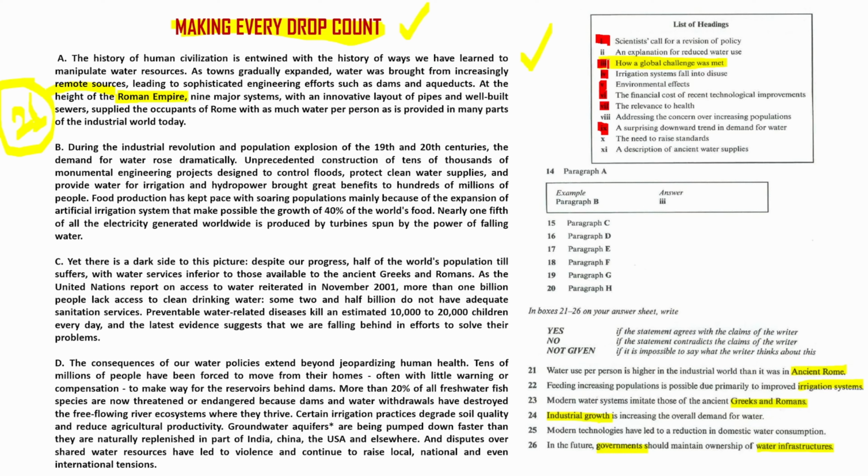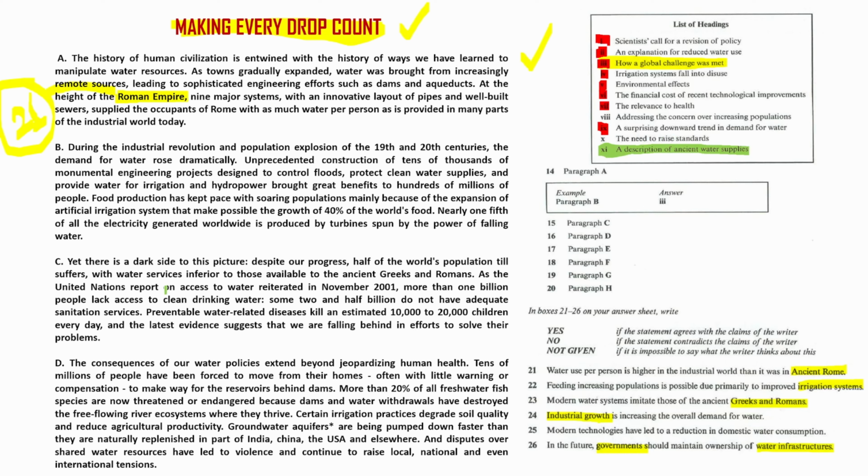Three is already taken. So how many options left? Let's say explanation for reduced water use. Does it talk about reduced water use? No, it talks about human civilization, water resources, Roman Empire. So it's not about it. Option number 11, and I think this is the only option left, right? Option number 10, it's not about standards. It doesn't talk about the need to raise standards, right? It's clearly saying that option 11 is the answer for paragraph A.